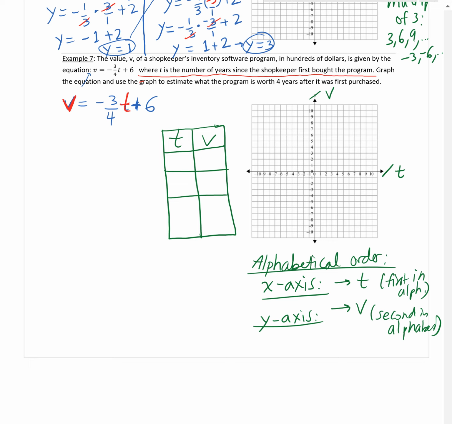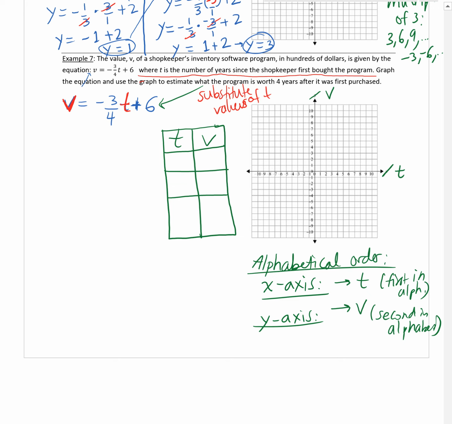Okay. And in this example, notice that this equation has v by itself. V equals something. So like in the last problem, remember how we had y by itself, so we said it'll be easiest to substitute values of x in. I think this will be similar. I'm going to substitute values of t in, because it'll just be easier to figure out what the other one is.